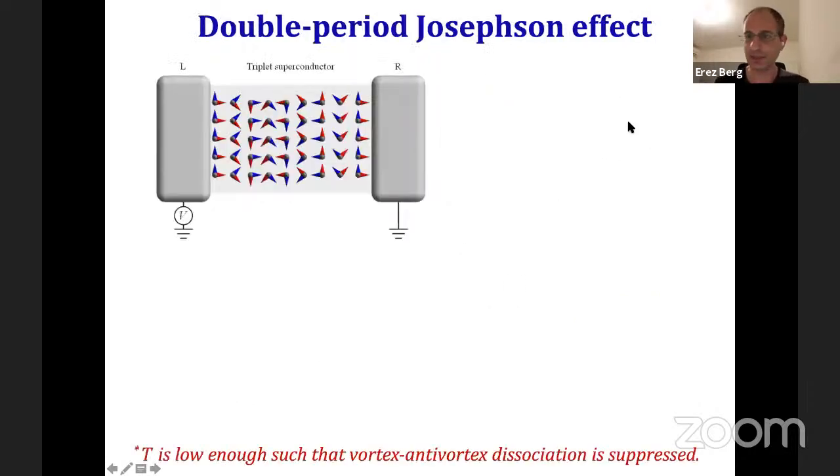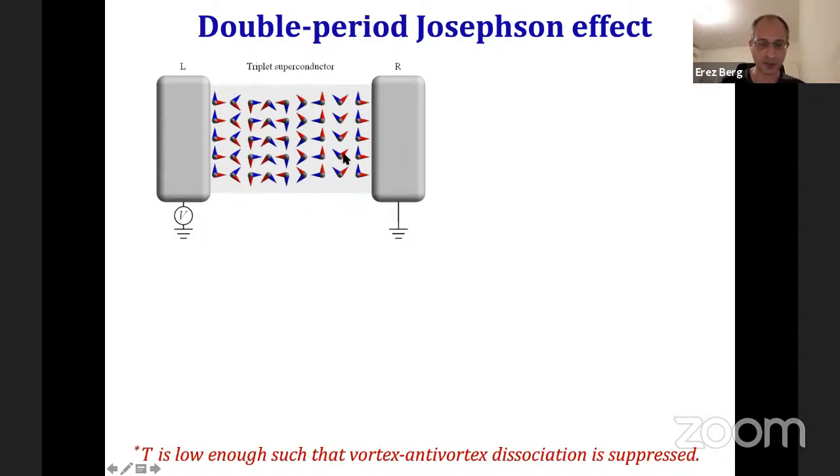Let me maybe just make two short comments and end. First of all, here's a possible experiment that would have interesting consequences as a result of this. This is our triplet superconductor. Suppose we attach leads to it, and we apply a voltage between these two leads. So this is our setup.